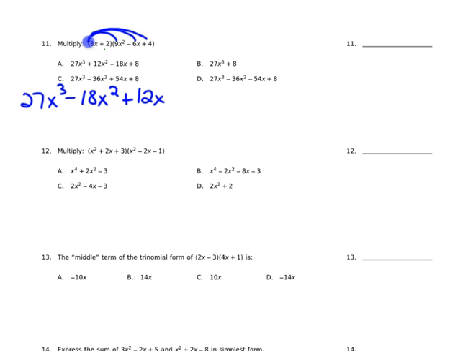Same thing I have to do now with the 2. So 2 times 9x is 18x squared.